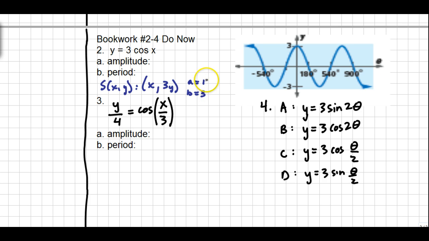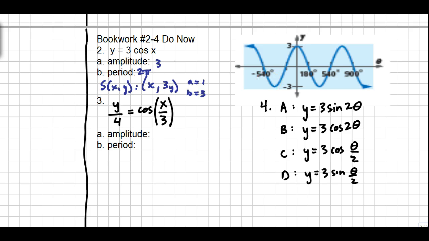So if a is 1, remember that that's going to affect the period. The period should be 2 pi times whatever the a is. So in this case, it has not been stretched or shrunk horizontally at all, so the period should be unaffected. 2 pi times a is what we get for the period, so the period is indeed going to remain at 2 pi. The amplitude, remember, is just the absolute value of the b. So in this case, the absolute value of 3 is still going to be 3.